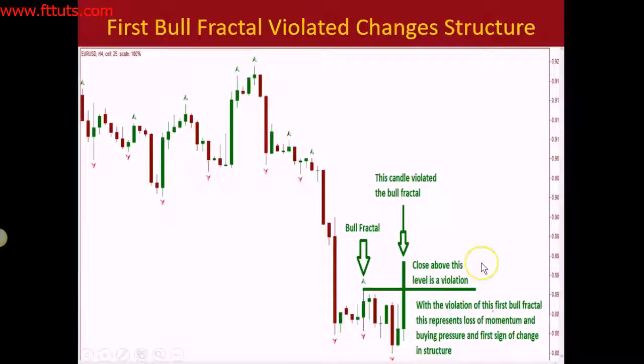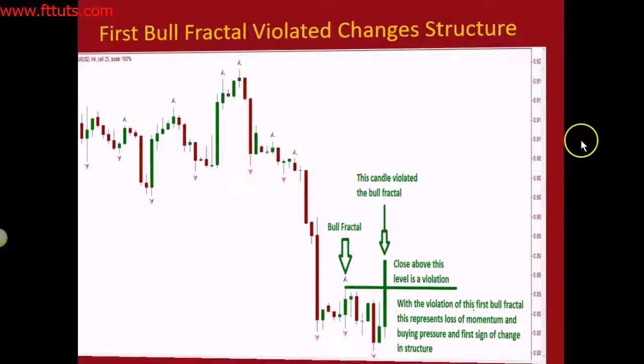So with the violation of this first bull fractal, this represents loss of momentum and buying pressure and first signs of change in structure. We're always looking for that first fractal break on a trend. All right, so when the market's trending to the downside here, you're breaking these bear fractals. You haven't broken this bull fractal, you broke this bear fractal here. And then you came down and you accumulated, and then you broke a bull fractal. That starts to move to the upside. You should be trading to the upside.